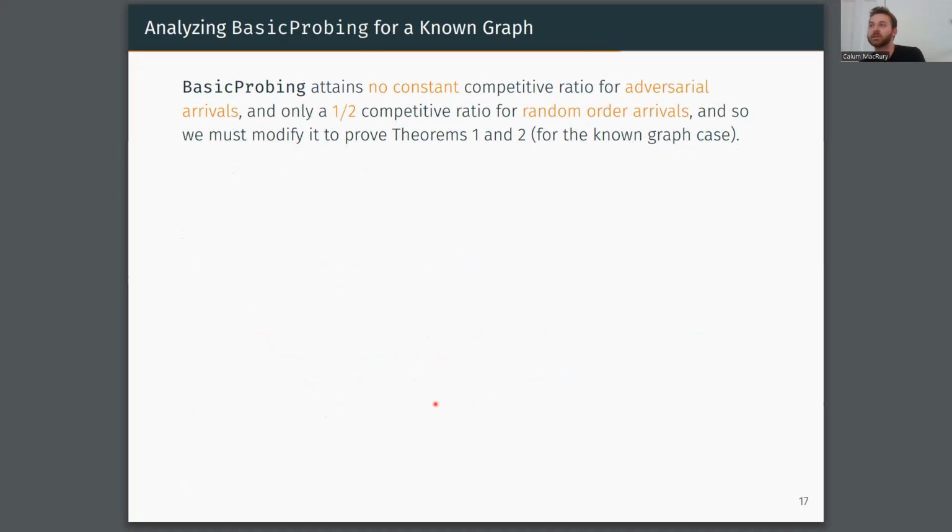So unfortunately, this algorithm actually obtains no constant competitive ratio for adversarial arrivals, only a half competitive ratio for random order arrivals. So we have to modify it to prove theorems 1 and 2, even for the known graph case.